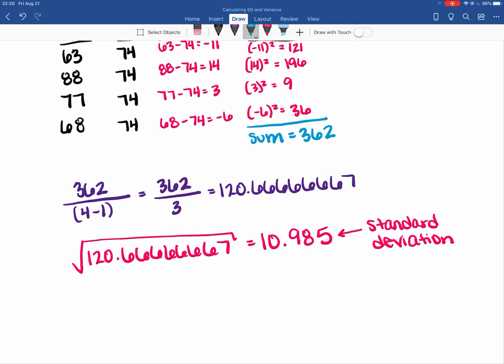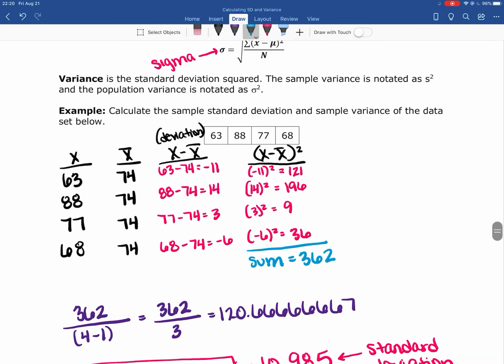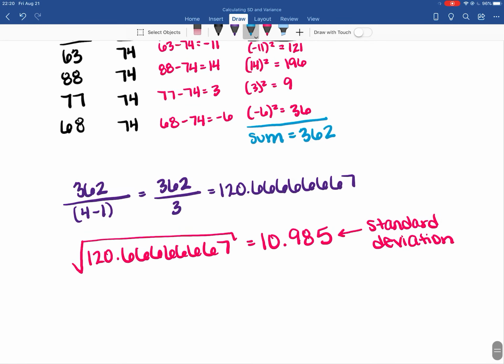But we're not done yet. We also want to calculate the variance. Coming back up, the variance is the standard deviation squared. So I'm going to take the standard deviation, 10.985, and square it. And I get 120.67, which should look pretty familiar, because when we took the square root of that 120.666 repeating, the opposite of the square root is to square.